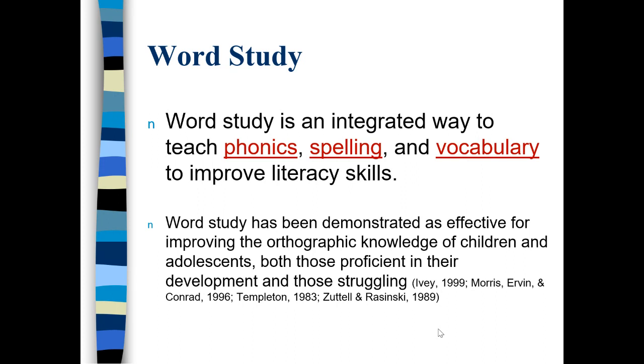So a word study is an integrated way to teach phonics, spelling, and vocabulary to improve a student's reading and writing or literacy skills. Word studies have been demonstrated to improve the orthographic knowledge of children and adolescents, both those who are proficient and those who are struggling. There's a big word there, orthographic. It just means writing knowledge or writing and spelling knowledge.